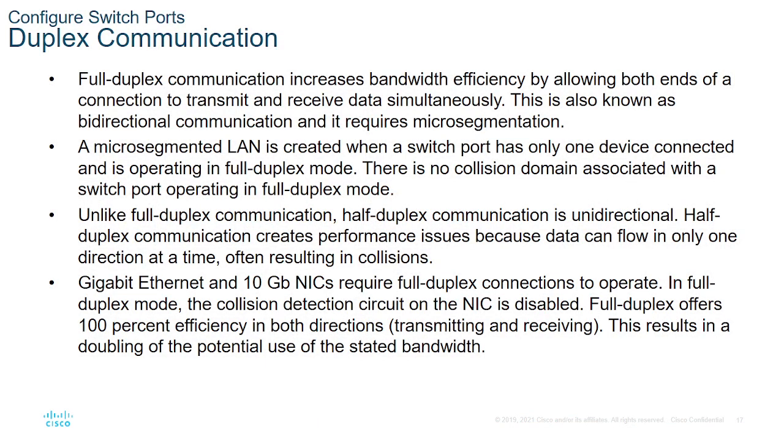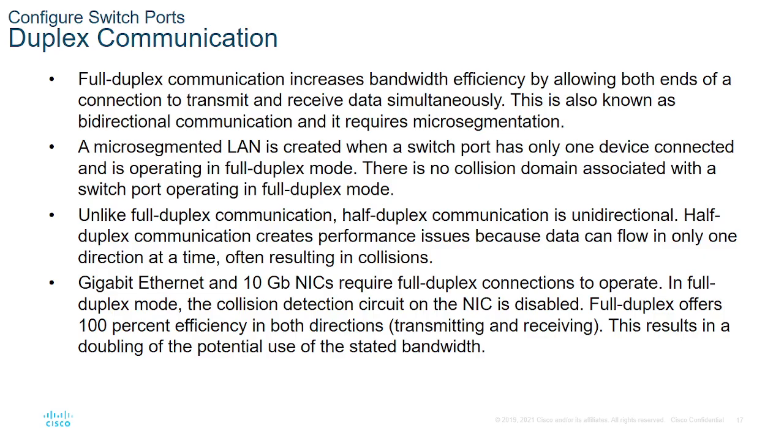Now, of course, we have two main types of communication on all these devices. We have what they call half duplex and full duplex. Full duplex communication increases bandwidth efficiency by allowing both ends to transmit and receive data simultaneously. This is also known as bidirectional communication, and it requires microsegmentation. A microsegmented local area network is created when a switch port has only one device connecting that is operating in full duplex mode. In these cases, there is no collision domain associated with this switch port operating at full duplex.